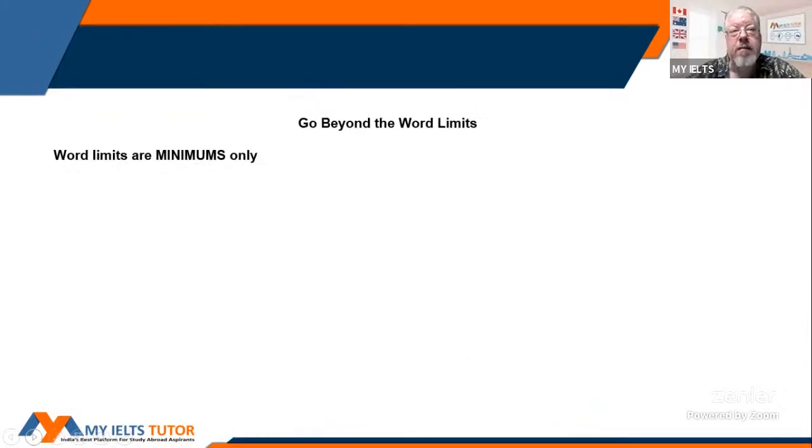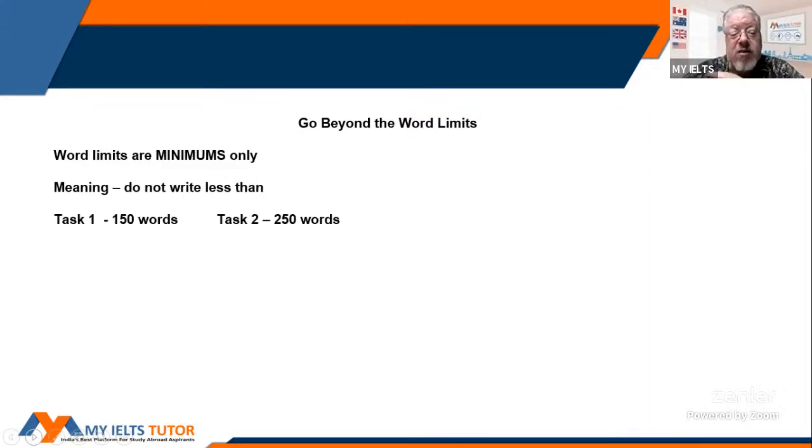Go beyond the word limits. Now, you might think this is crazy, but note here on the screen, word limits are minimums. This means you write no less than, okay? So for task 1, you write no less than 150 words. If you write for task 2, no less than 250. If you write less than that, it will affect your score. You are more likely to get a lower score in task completion. And remember, there's no maximum word limit.